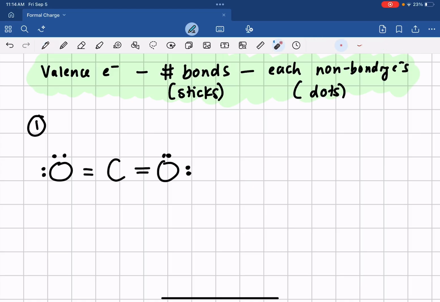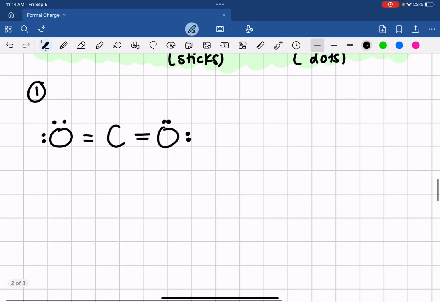So let's double check and count to make sure that oxygen has a complete octet. 1, 2, 3, 4, 5, 6, 7, 8. Carbon is double bonded, and double bonded on the other side. Oxygen, 1, 2, 3, 4, 5, 6, 7, 8. So this oxygen has a complete octet and this oxygen has a complete octet. Let's double check for carbon, 1, 2, 3, 4, 5, 6, 7, 8. Perfect, so this works. Let's calculate its formal charge.